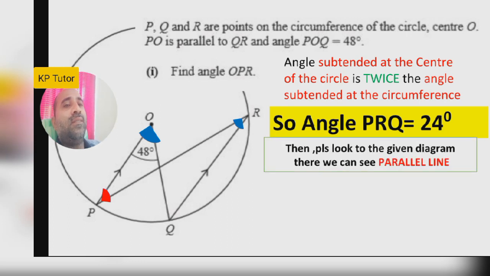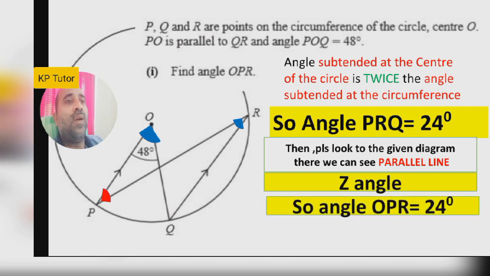Then like that, just before, the same diagram actually, there is one parallel line. So just to connect that red color and blue color angles, which type of angle? That is a Z angle. Obviously that is a Z angle. So angle OPR is equal to 24 degrees.